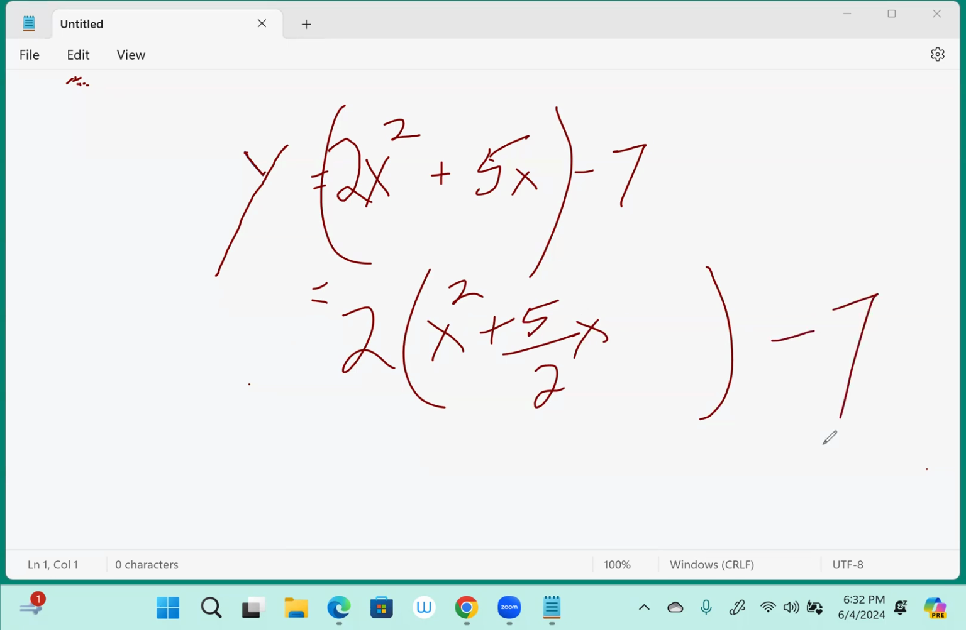Now you can tell that it's the same as what I started with. You can tell it by just multiplying this 2 back in, and you realize you get the same thing we started with. Now you're ready to complete the square. Let's do it one more time.